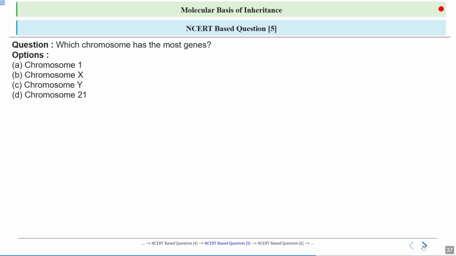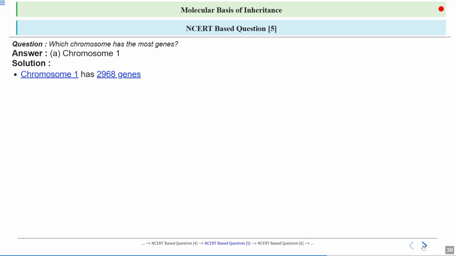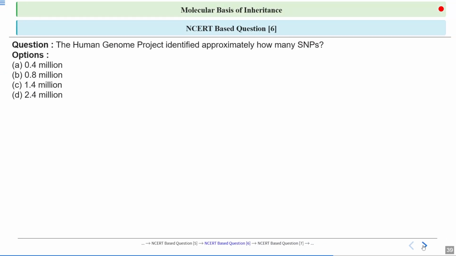Then, which chromosome has the most genes? So we know that it is chromosome number 1 which has the most genes. It has 2968 genes. The most gene-rich chromosome in humans is chromosome 1.